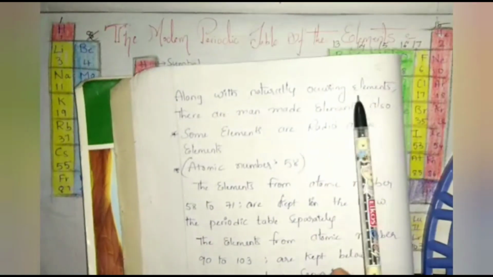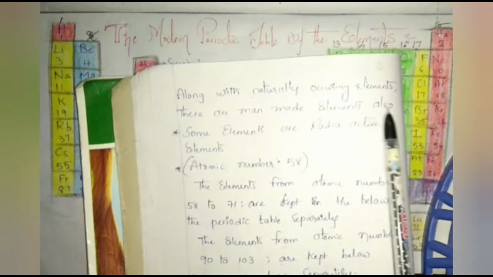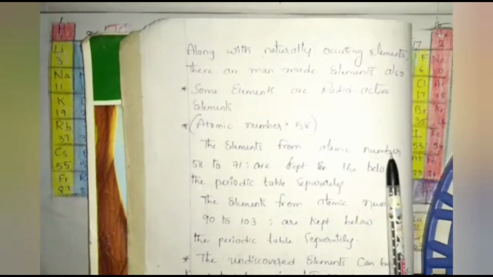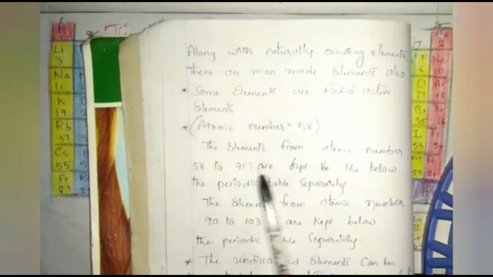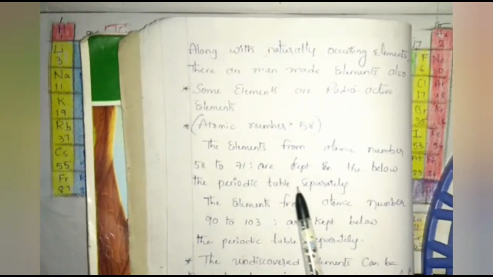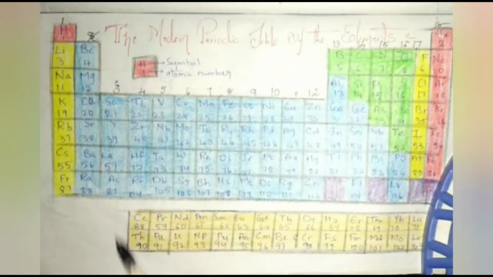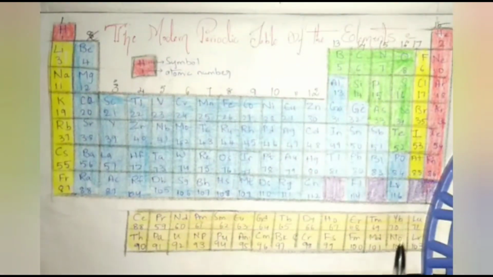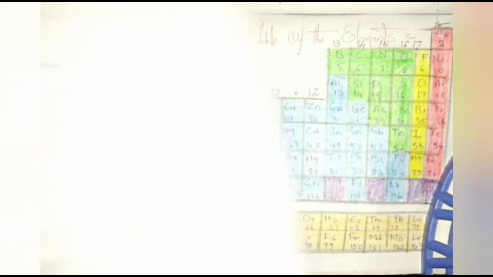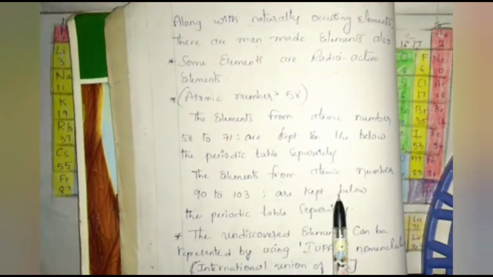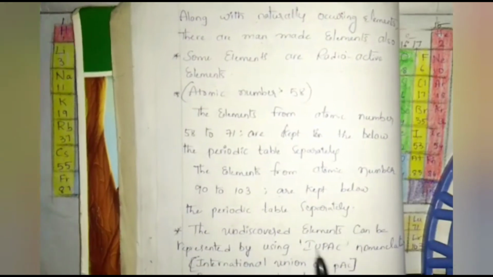Along with naturally occurring elements, there are man-made elements also. Some elements are radioactive elements. The elements from atomic number 58 to 71 are kept below the periodic table separately. So before I said why these elements are kept below the periodic table. The elements from atomic number 90 to 103 are kept below the periodic table separately.